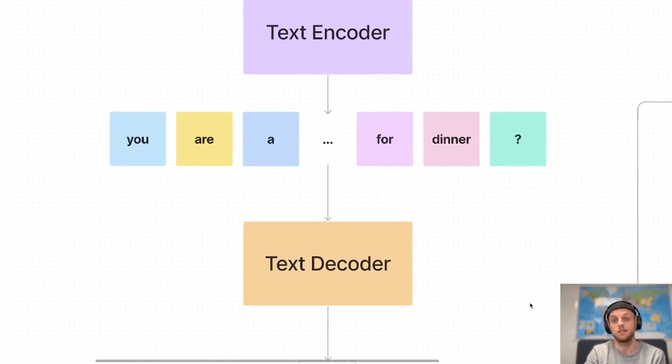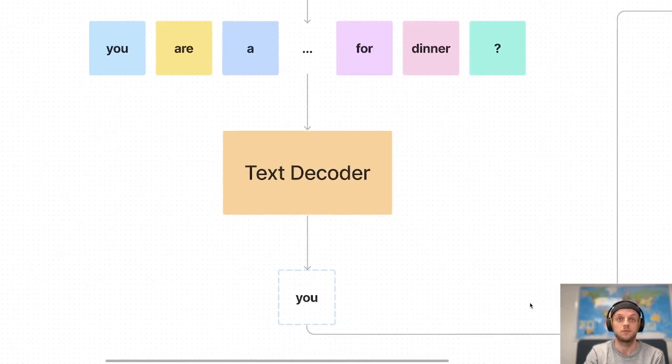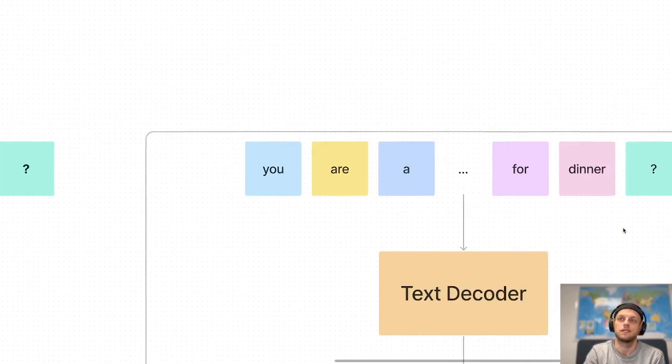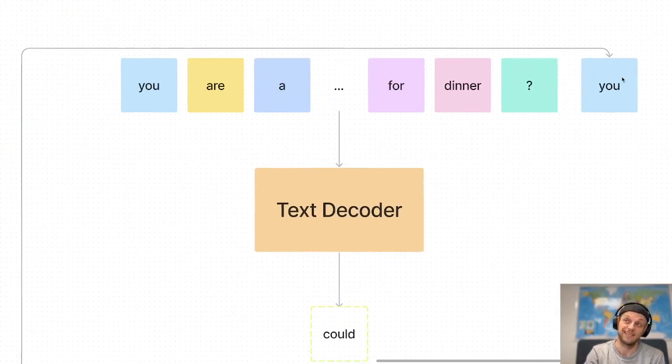Then what it really does is that for this sequence, it has a text decoder which basically tries to predict the next word in the sequence. So what's the most likely word after all these words? Well, it's probably an answer, right? So in that string of answer words, the next thing would probably be you. So it predicts you, and then it takes that you and puts it at the end of the sequence.